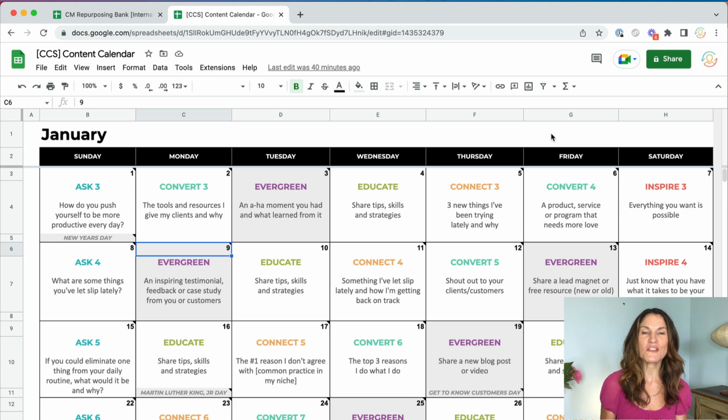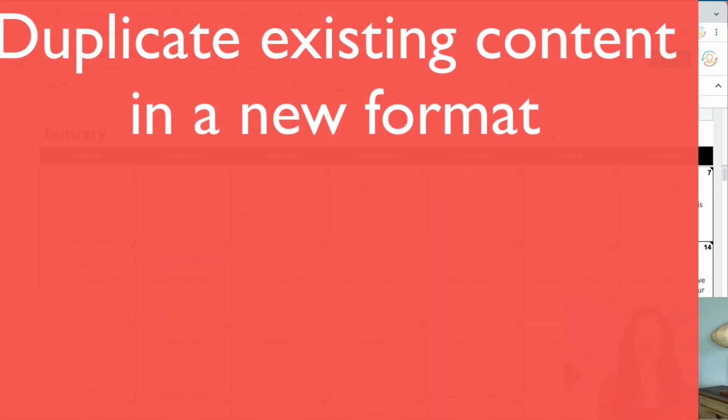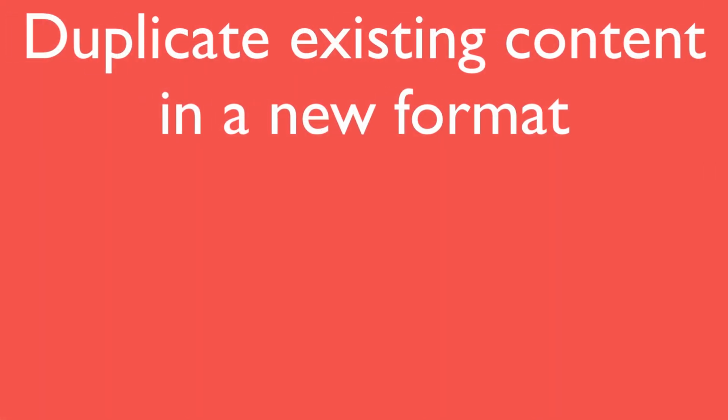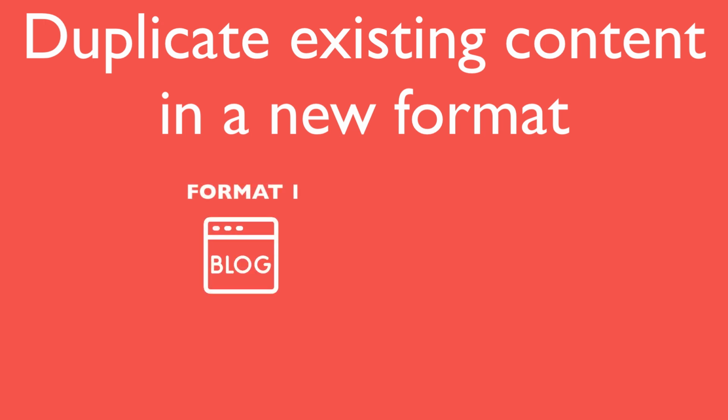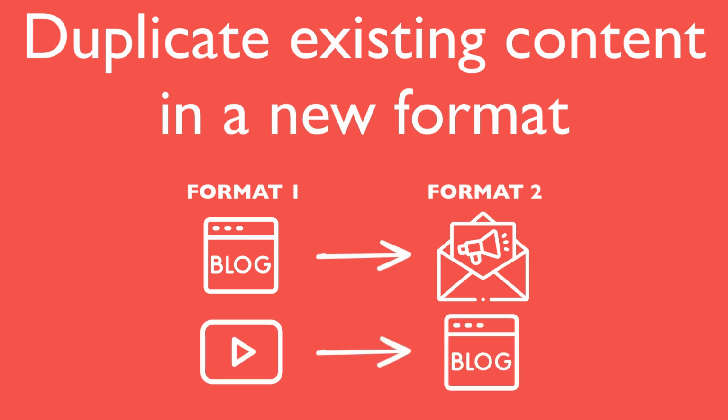So that's the main way that we use our repurposing bank to share content on social media using the content calendar system. But there are other ways we repurpose our content too. The second way is to duplicate a piece of content and turn it into a new format. And what that means is taking, say, a blog post and turning it into an email, or a YouTube video into a blog post, a TikTok or a reel, turning it into a story.